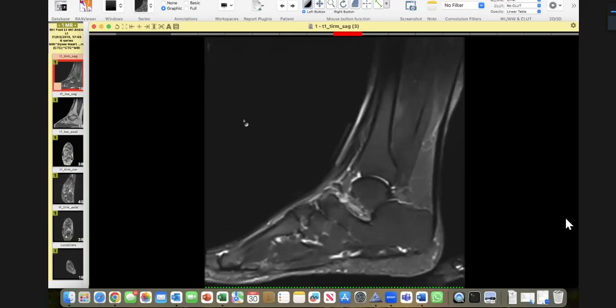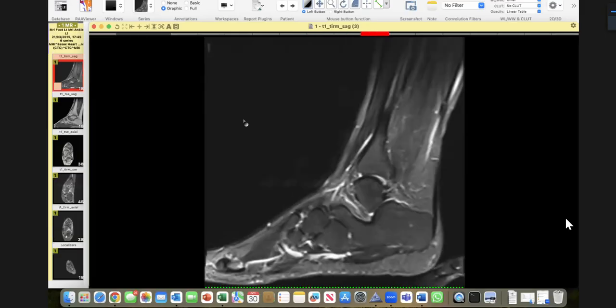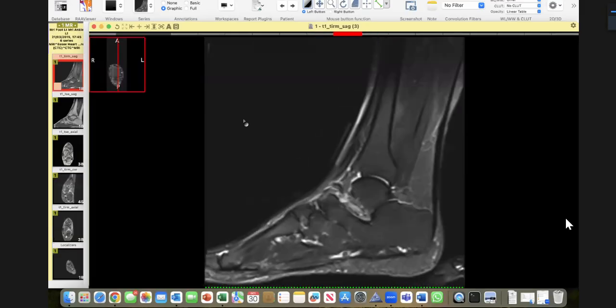Yes, sir. Here is the pathology. Here there is a, yes, sir. So this is a calcaneonavicular coalition. So what are you going to advise? Sir, this is a bony bar that is adjoining the bone.